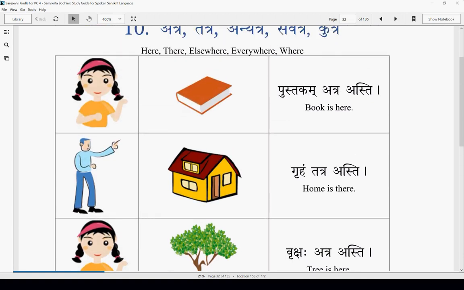Asti is a word we have also studied, asti and nasti. So what is the gender of asti? No gender. It is a verb, a kriya padam. Verbs in Sanskritam do not have genders. Only nouns have genders. In some other languages, verbs also have genders, but in Sanskritam, there is no gender for verbs. Only nouns have genders.